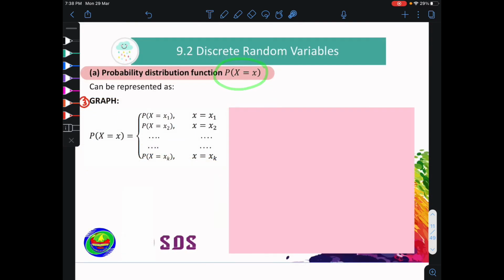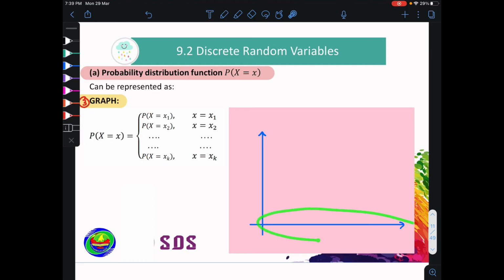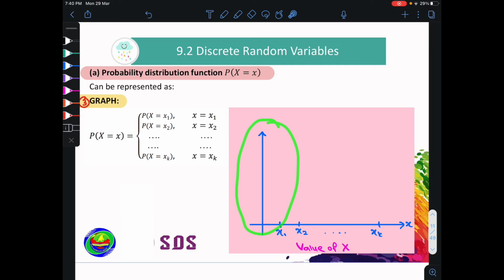P(X = x) can also be represented as a graph. And for this graph, we only need two things. The first one is the values of the random variable X, and the second one is the corresponding probabilities of your random variable X. For the x-axis, we're gonna put all the values of our random variable, starting from x1, x2, until you reach xk. And for the y-axis, it's gonna be our probability.